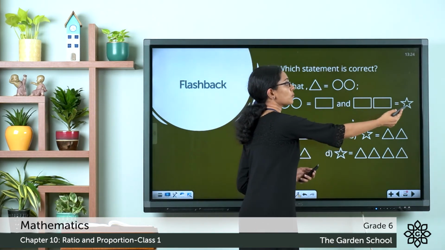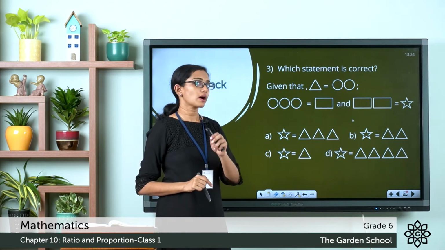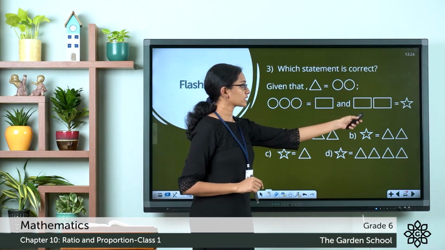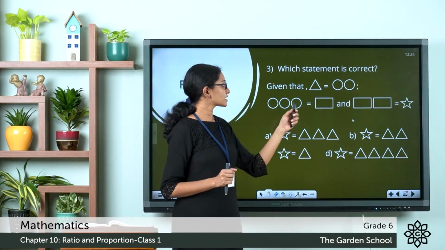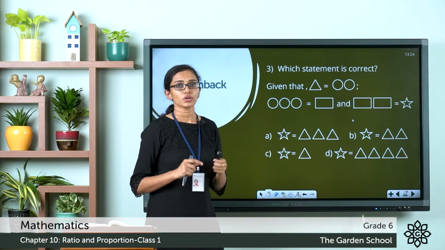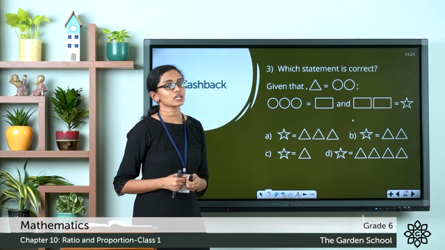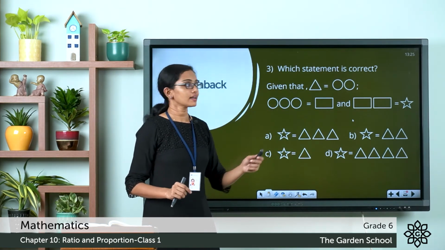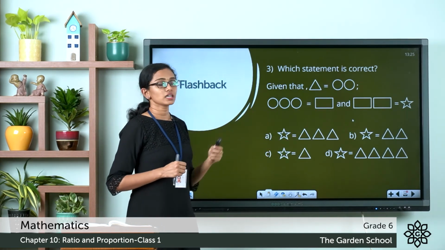You can see 1 star is equal to 2 rectangles. So if 1 star is equal to 2 rectangles, how many circles would that be? 1 rectangle is equal to 3 circles. So 2 rectangles will be equal to 3 into 2, 6 circles. So 1 star is equal to 2 rectangles, which is the same as 6 circles.